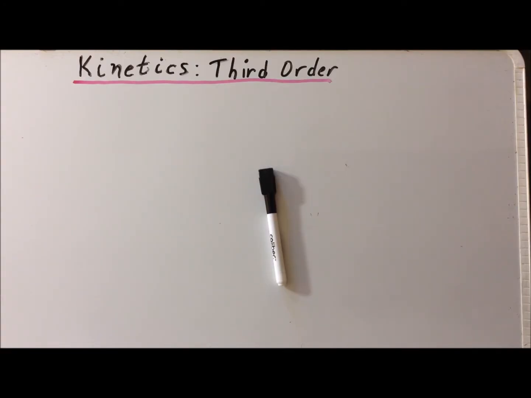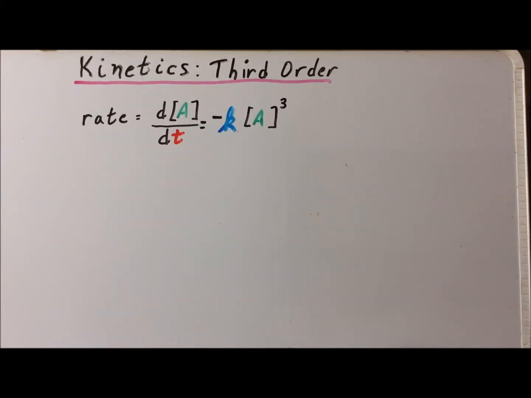Hello. In this video, we are going to derive the integrated rate law for a third-order reaction and calculate an expression for the half-life. For a third-order reaction with one reactant A, the rate of the reaction is equivalent to minus k times the concentration of A to the third power.